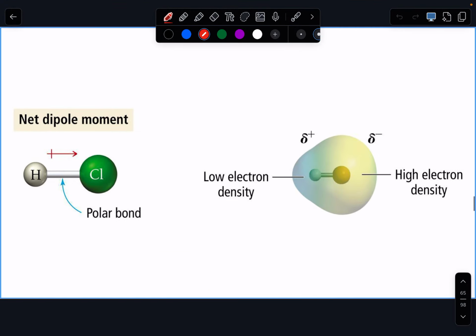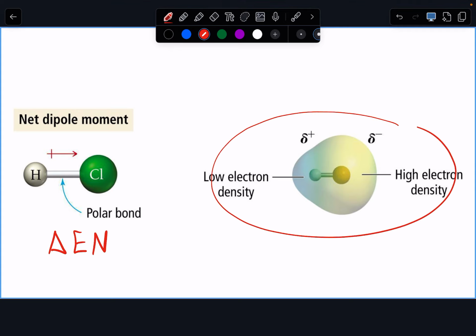Okay, polar bonds. This is also a review. We did this in Chapter 10. We talked about what we mean by a bond being polar. So we first have to look at the difference in electronegativity. And the bigger that difference is, the bigger the difference in charge between two atoms. So all we've done so far is kind of look at it like this.